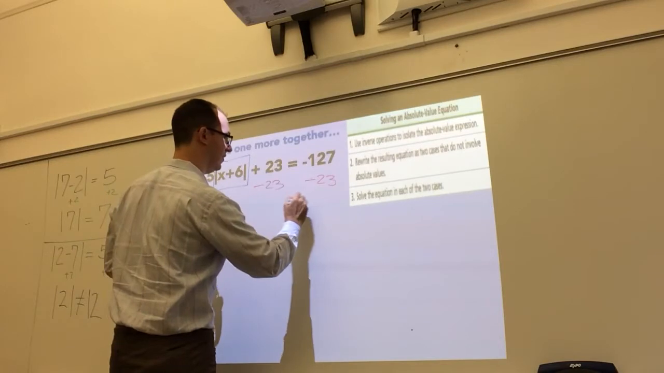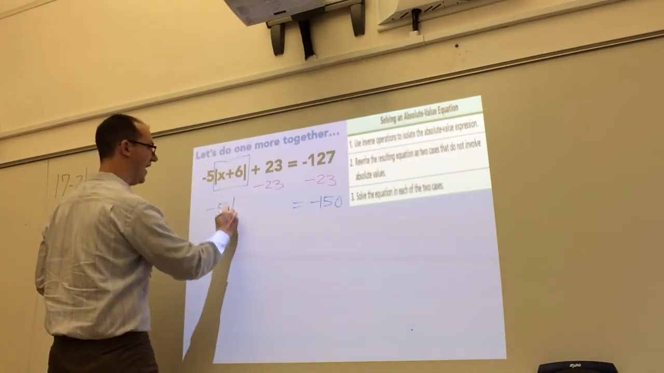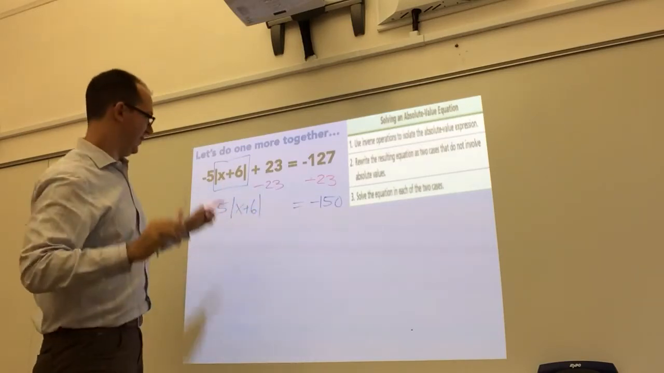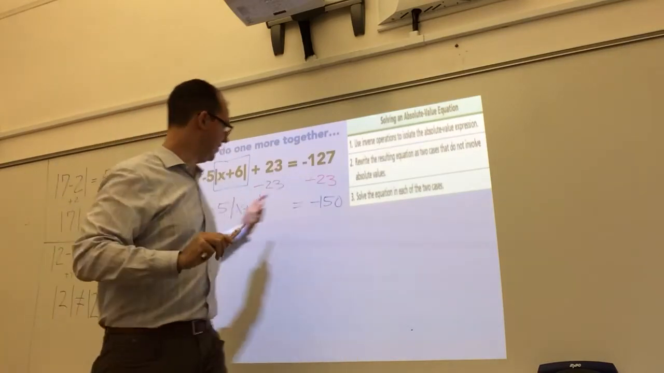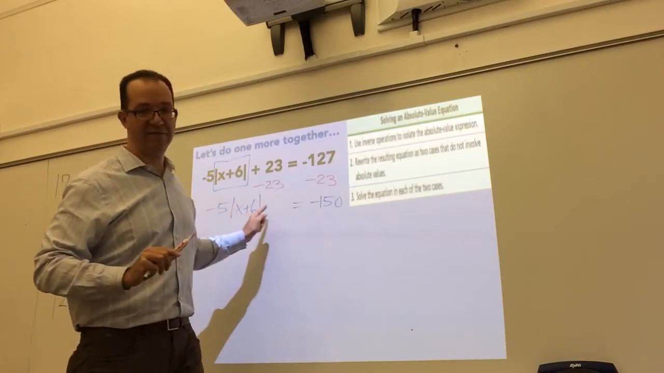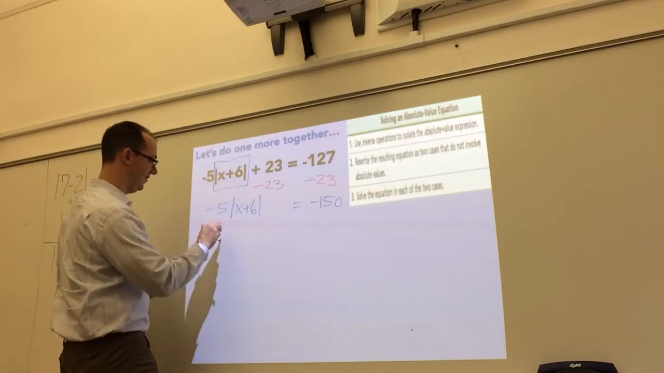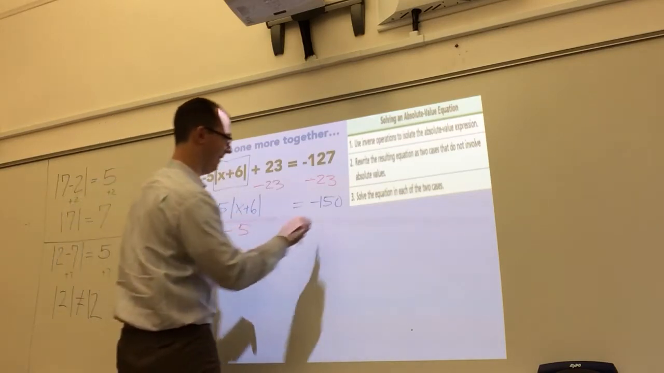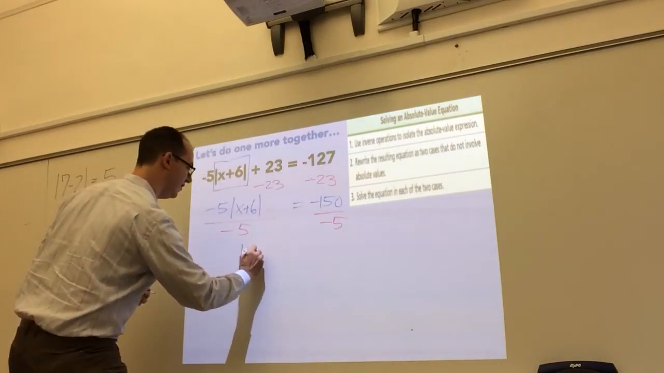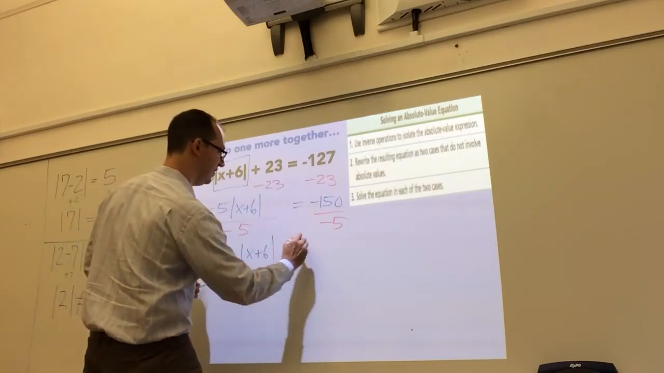This will leave negative 150 on this side and negative 5 times the absolute value of x plus 6. I say times because some of you were thinking that you could just add 5, but no, this is negative 5 multiplied by the absolute value of x plus 6. So in order to get this isolated, we have to divide by negative 5. That's when you get it isolated, and the absolute value of x plus 6 equals 30.